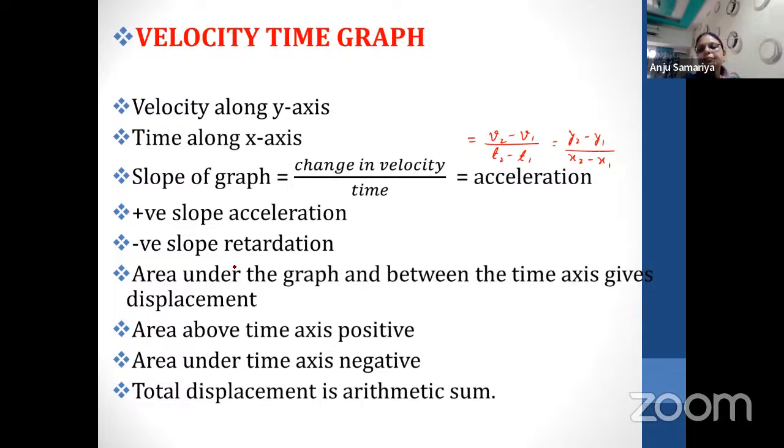Clear? So area above the time axis is positive and area below the time axis is negative. The total displacement is the arithmetic sum. We'll be doing this with the help of a graph.